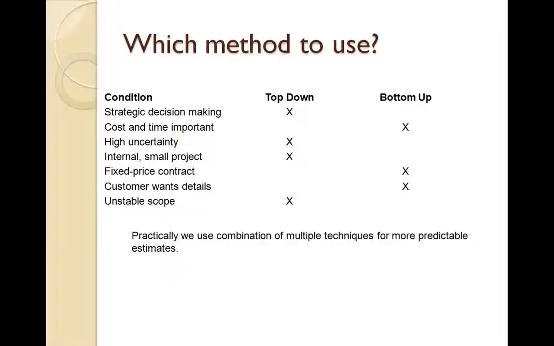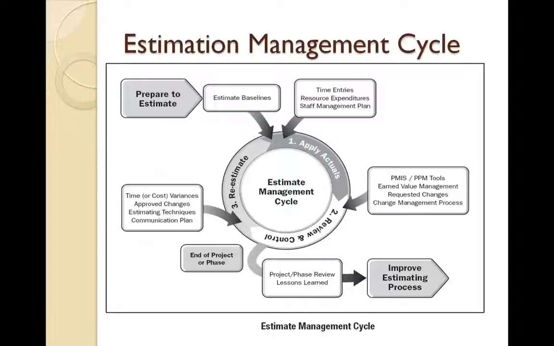Now we look at the estimation management cycle and how estimates typically work. We prepare estimates and generate the estimate baseline, which is communicated to everyone. Then we apply actuals to it once we start working on the project. We get time entries, resource expenditures and all the details. Based on these, when we apply actuals, we do a comparison of actual versus estimated.